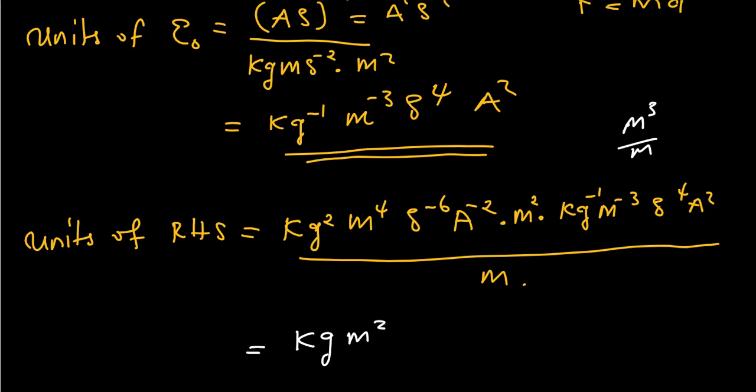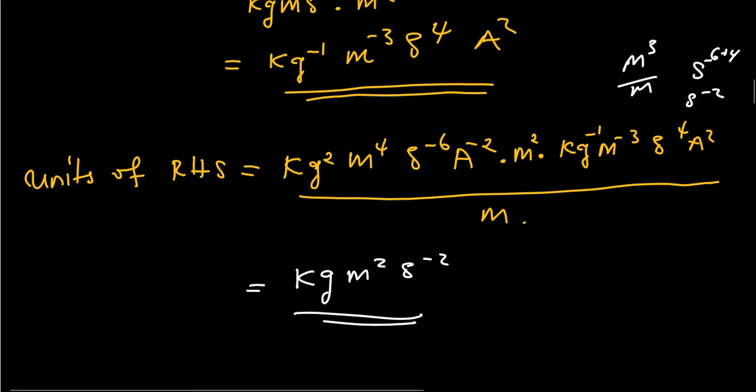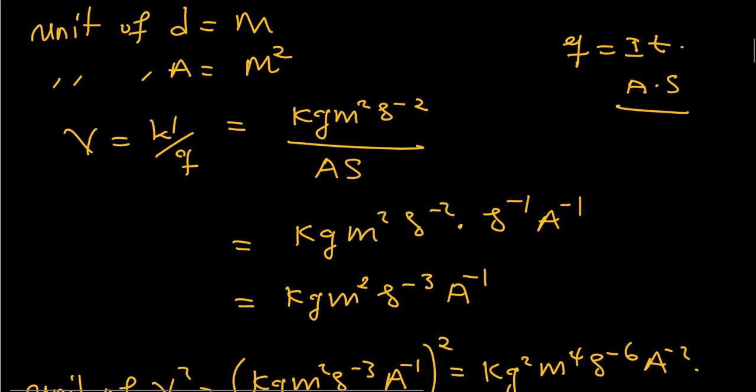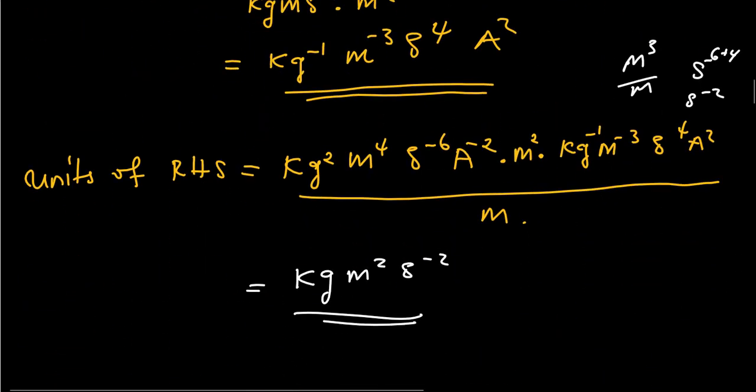Next we have the second. So I have seconds to the negative 6 times seconds to the 4, that will be seconds to the negative 6 plus 4, which is seconds to the negative 2. So we get seconds to the negative 2, and then per ampere squared times the ampere we cancel, and so we finally get our unit to be kilogram meter square per second squared, which is the same as the unit of the energy that we obtained above.